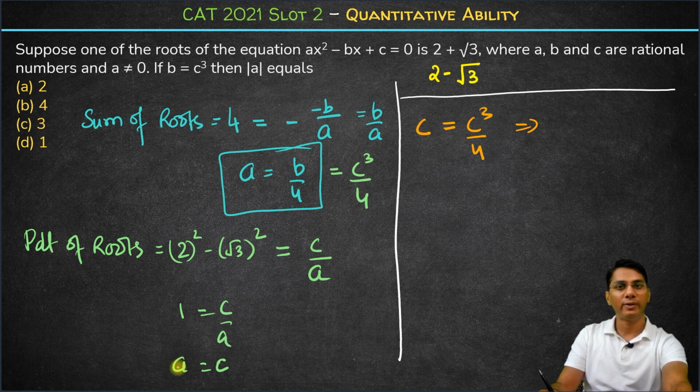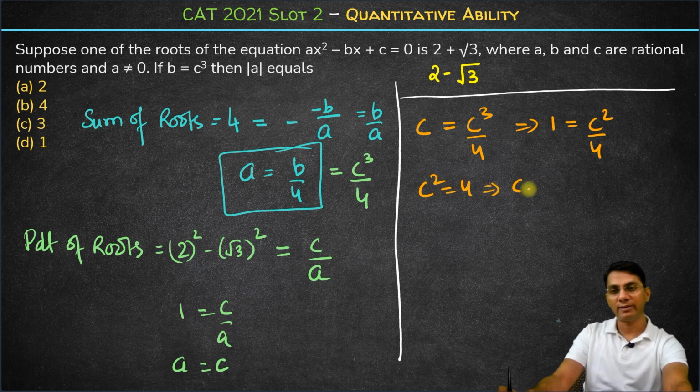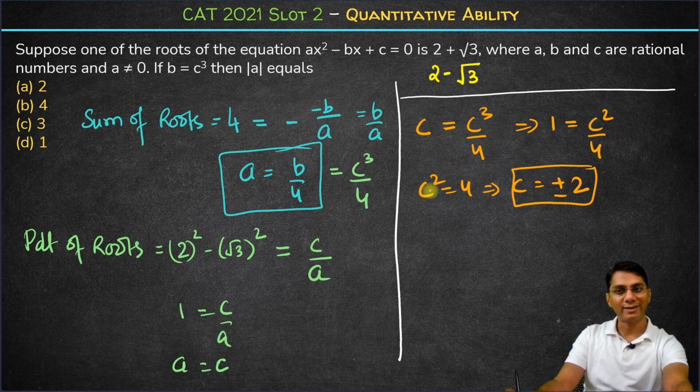So if c is 0, a will become 0. Now a cannot be 0, otherwise this will not remain a quadratic. So c cannot be 0, so we can cancel out c. So we have 1 is equal to c square by 4, or c square is 4. That means c is equal to plus 2 or minus 2. If c square is 4, we'll have plus minus c is equal to 2. Hence c will be equal to either plus 2 or minus 2.